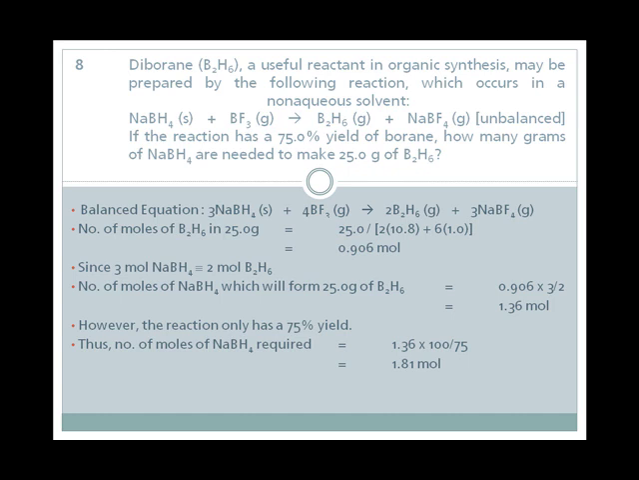Notice that we are required to report our answer in grams, so we need to convert 1.81 moles into grams. So how many grams of sodium borohydride is that? We will have to take the number of moles multiplied by the molar mass, and we will get 68.4 grams of sodium borohydride required.